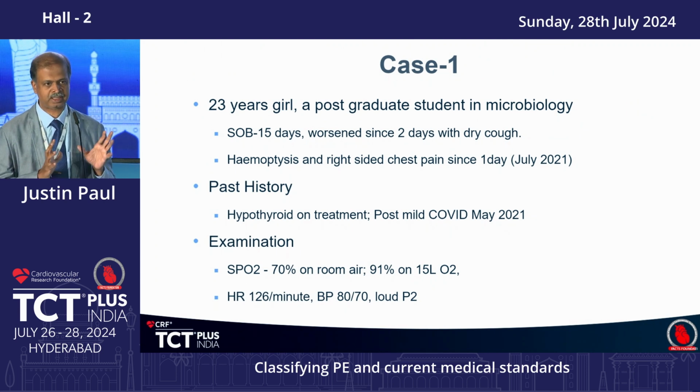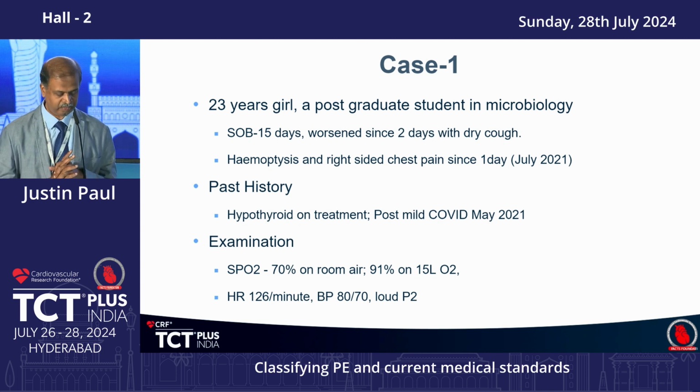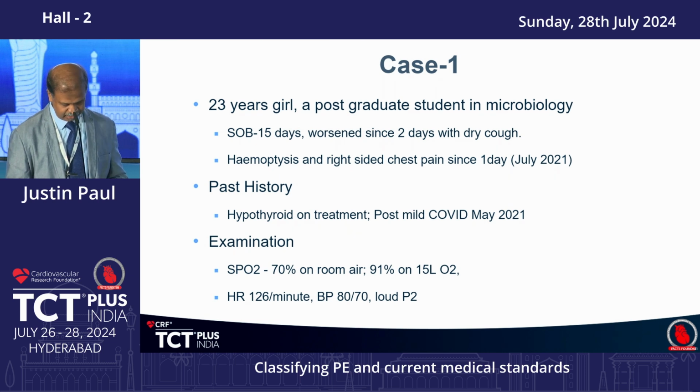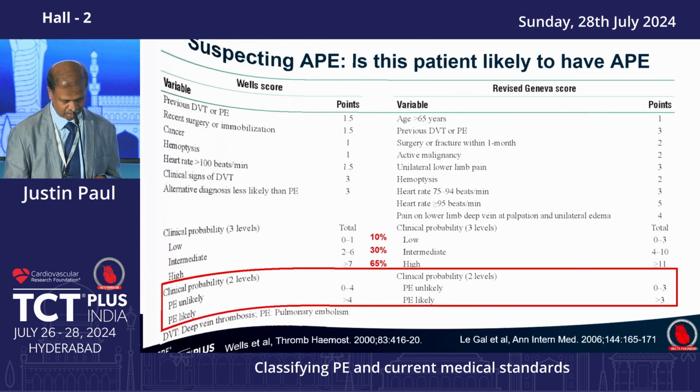So, briefly, we'll just take one case now. This was a patient we treated a couple of years back. A 23 years old postgraduate student, shortness of breath for 15 days, and she landed up with hemoptysis and right-sided chest pain. Post-COVID, mild COVID only. Her SATs was very low, 70 on room air and 91% on 15 liters oxygen. Heart rate was 126, systemic BP was 80, and a loud P2.